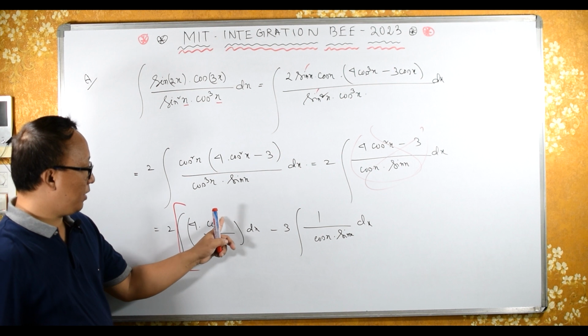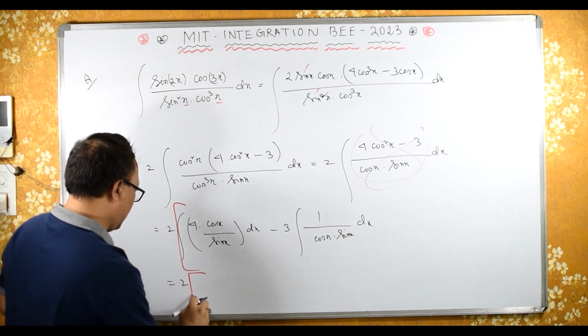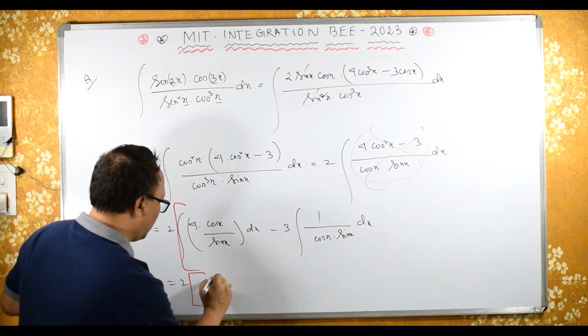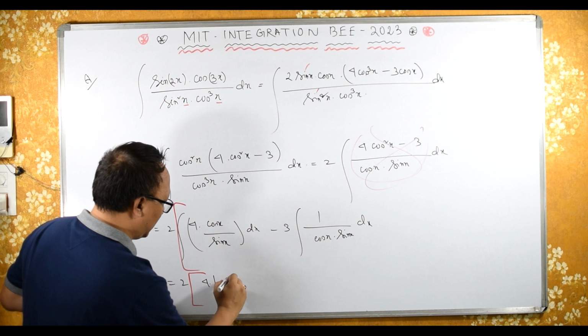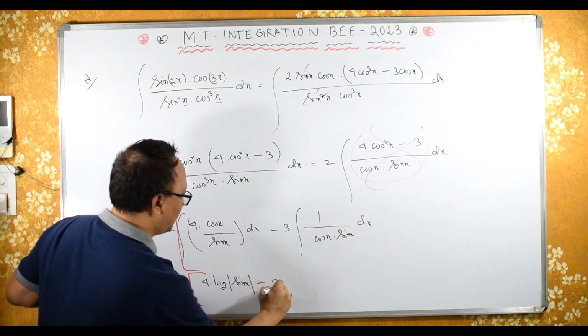Now the integration of this is 2 bracket, the differentiation of sine becomes cos, therefore that is log of the denominator. That is log of sine of x minus 3.